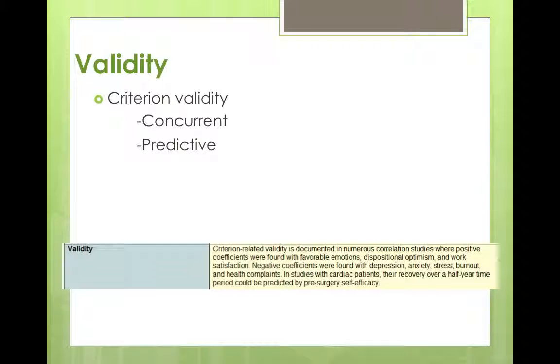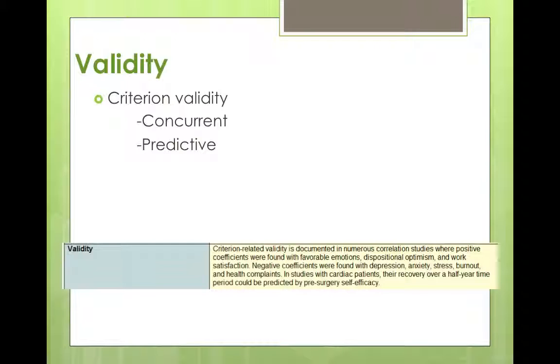Criterion validity is the degree to which an instrument or scale relates to an external criterion. It is similar to construct validity and is sometimes used interchangeably. There are 2 types of criterion validity: concurrent validity, the degree to which different measures of a construct yield similar results, and predictive validity, the extent to which an instrument can predict future performance or status based on current performance or status.